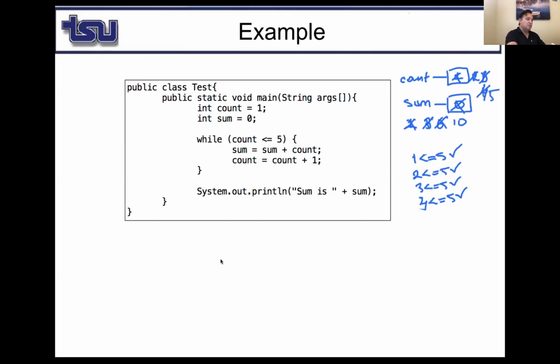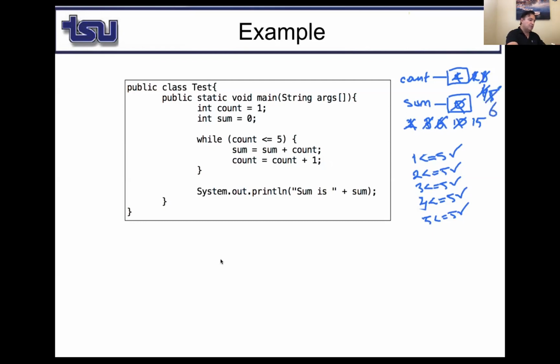Then I go back to the beginning of the while loop. This time the condition is 5 less than or equal to 5. Still true. I go inside, sum becomes sum plus count. Sum is 10, count is 5, 10 plus 5, 15. So this becomes 15, and then count becomes 6.